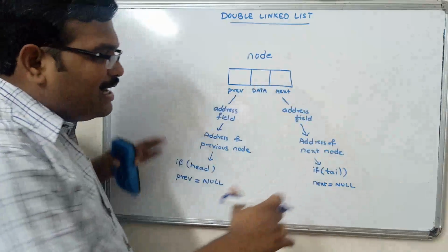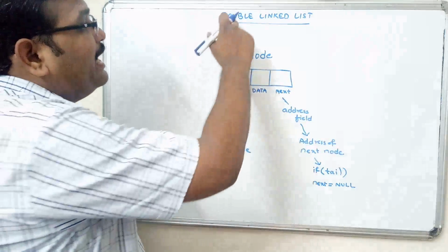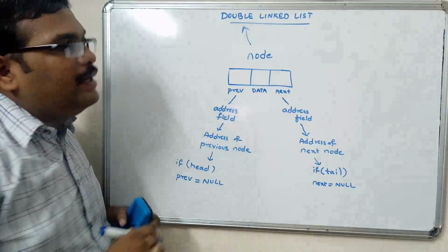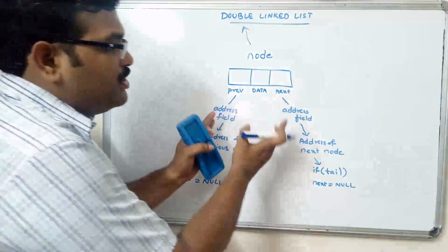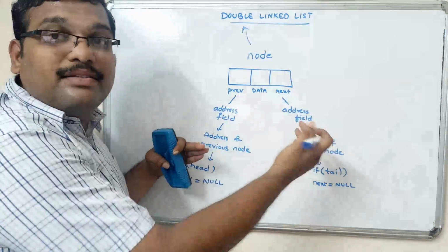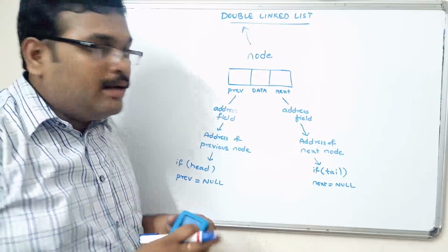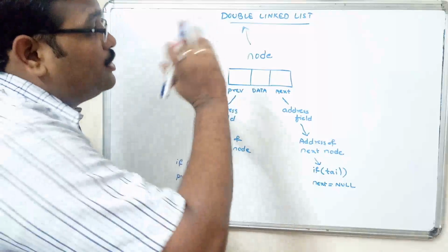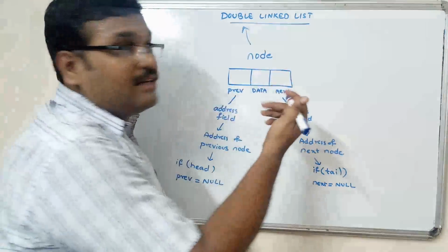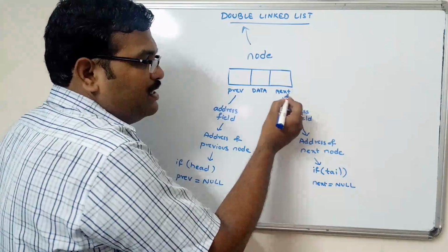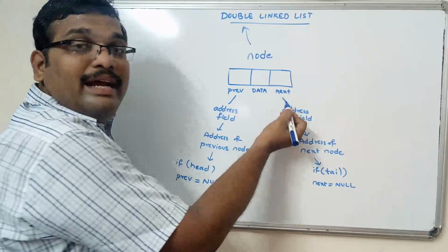This is the representation of a node in a double linked list. Here we are using two different links, and that's why we are using this double linked list. Now let us create a structure for this node. How to create a structure for this node? There are three fields: one is data, two are the address fields.